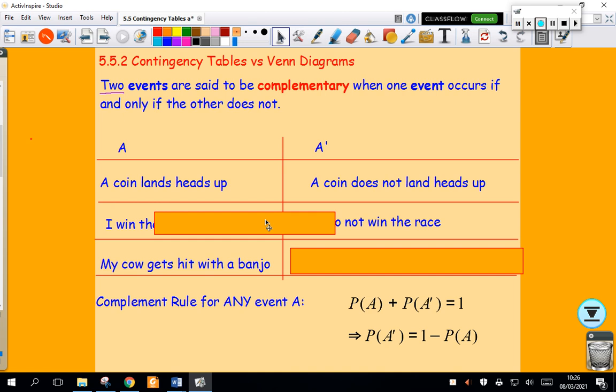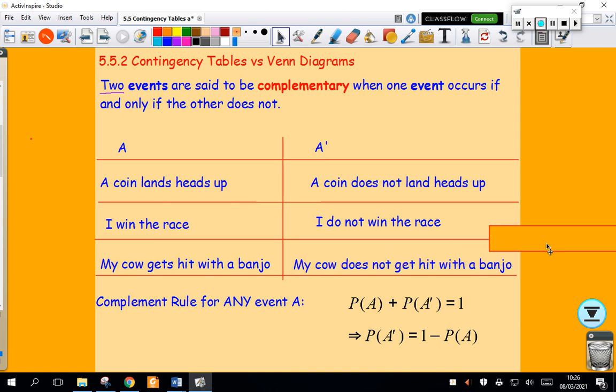If event A is my cow gets hit with a banjo, event A complement is my cow does not get hit with a banjo. They cover all possible outcomes. There are no other things that can happen to my cow. Either it will be hit with a banjo or it will not be hit with a banjo.